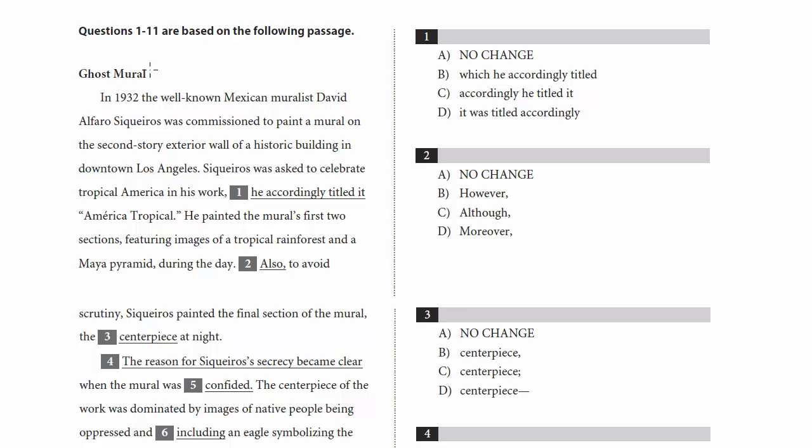Number 1, Ghost Mural. In 1932, the well-known Mexican muralist David Alfaro Siqueiros was commissioned to paint a mural on the second-story exterior wall of a historic building in downtown Los Angeles. Siqueiros was asked to celebrate tropical America and his work. He accordingly titled it America Tropical.